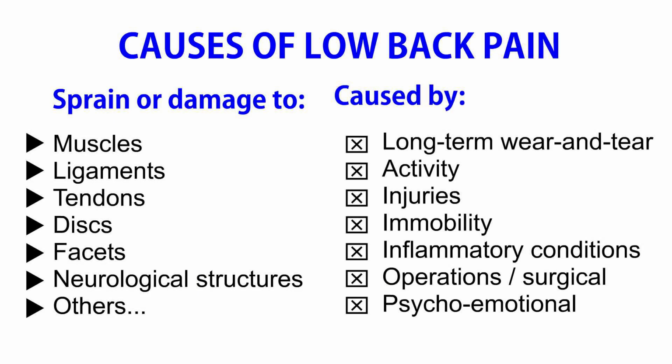Causes of low back pain: sprain or damage to the muscles, ligaments, tendons, discs, facets, and neurological structures, and of course some others. This may be caused by long-term wear and tear, the types of activities, injuries, immobility, inflammatory conditions, operations or surgical, and psycho-emotional factors.